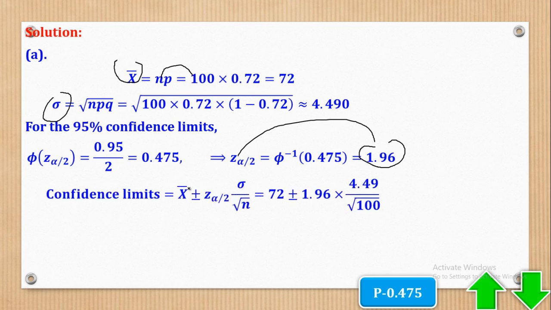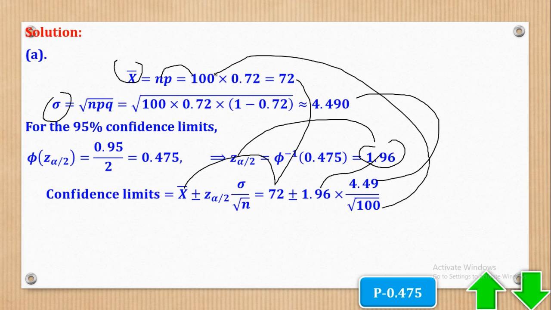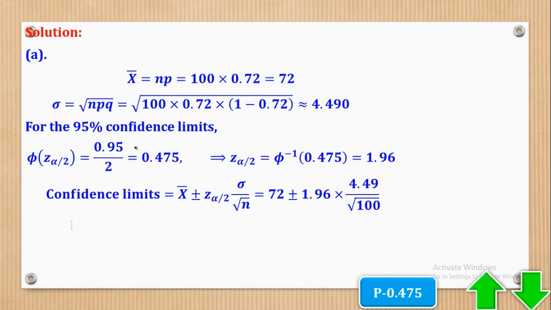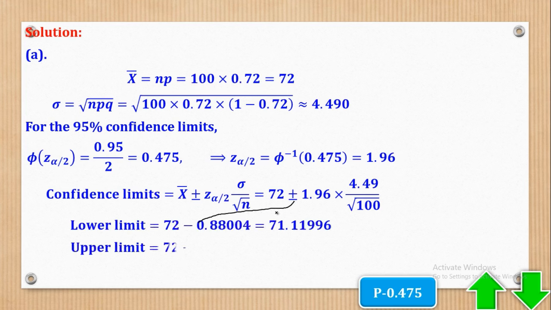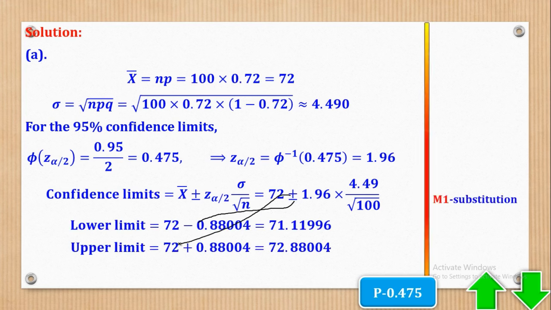So this is that which was got from there, and this is that. This one was got from here, and this N is this. So the lower limit will be got by subtracting, and the upper limit will be got by adding. So basically that's what they wanted in part A.